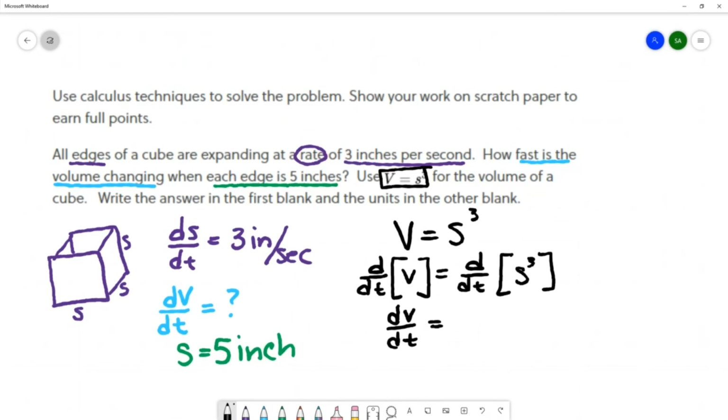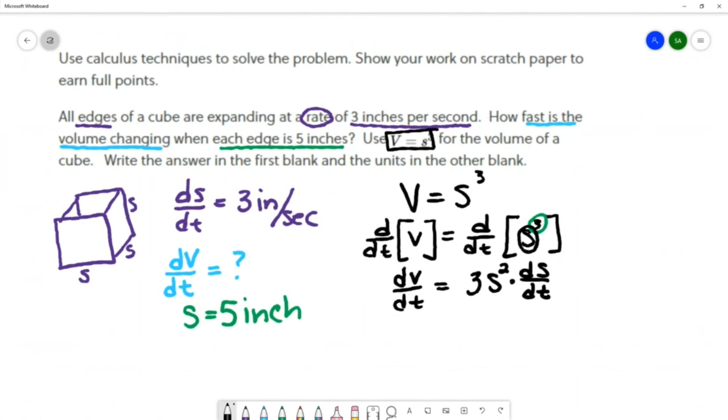We need to follow the chain rule to calculate this derivative. So we'll calculate the derivative of the outside function first. The outside function is the cube, and that's a power. So we're following the power rule. We bring that power down and take 1 away from the power, but we have to chain by multiplying by the derivative of the inside, the derivative of s, ds dt. So now we have introduced the rates of change into this formula.